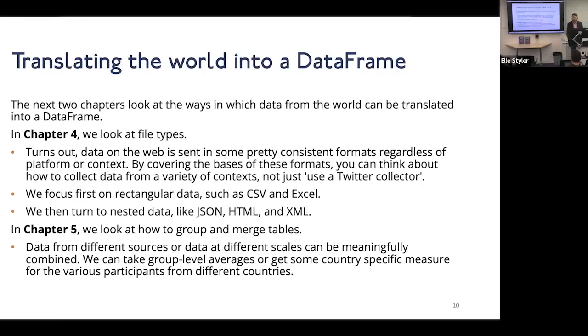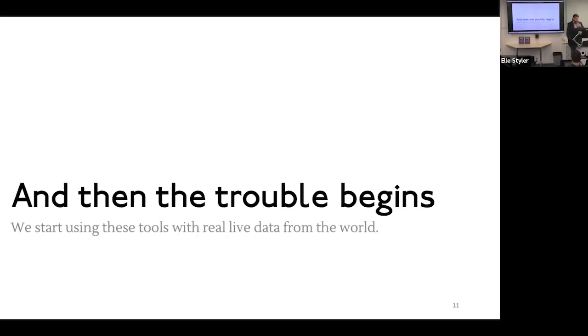I'll keep it that loose for now. And then the trouble begins. So at this point, we have our tools. We know that we want to get data into a rectangle, and we do that in order to make comparisons across those rectangles and hopefully say something about the world.